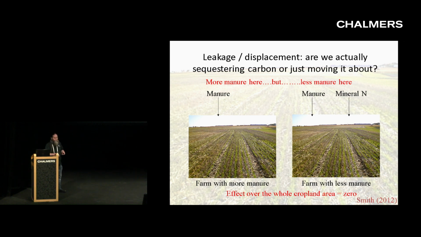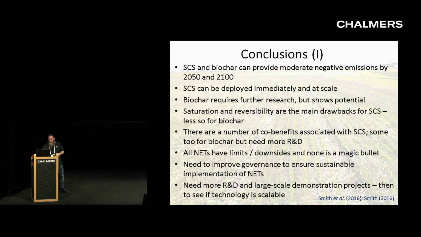So there are significant issues in terms of saturation, permanence, and these additionality issues which we need to consider. But in many other respects, I think soil carbon sequestration and biochar are relatively no-regret strategies. So I think there's moderate negative emissions potential. So we're talking maybe 0.5 to 1 gigaton of carbon per year globally. So maybe 3 or 4, maybe up to 5 gigatons CO2 per year from soil carbon sequestration and from biochar.